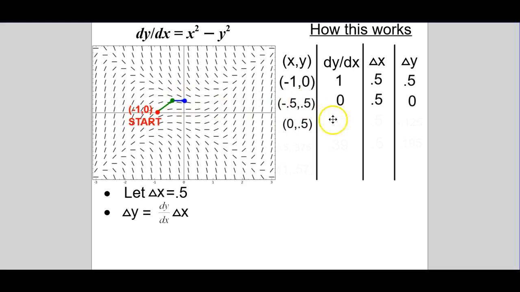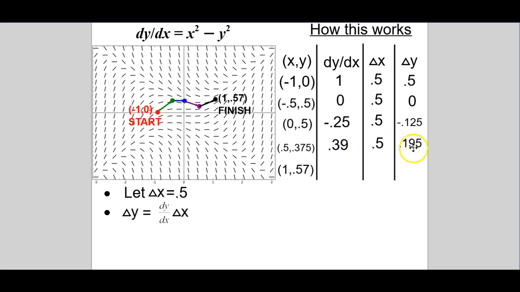Now I'm going to plug 0 and 0.5 in. I get a slope of negative 1/4. My delta x is still 0.5. Therefore, I multiply these two together, just going back to this relationship down here, and I get negative 0.125. I'm almost there. I now have an approximate value for what the function is at x equals 0.5. By going one more iteration of this, finding my dy dx is 0.39. Again, my delta x is 0.5. I'm going to get 0.195 as my change in y.